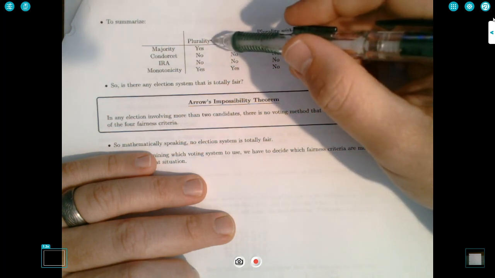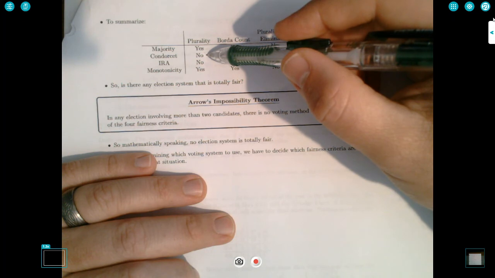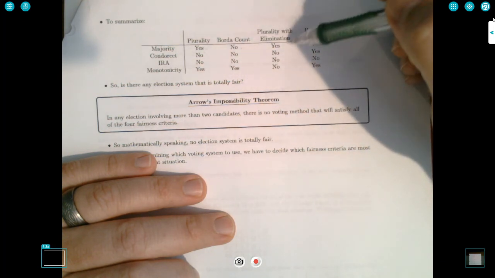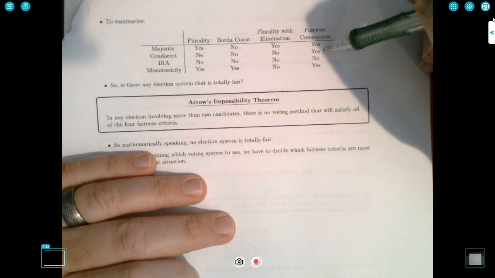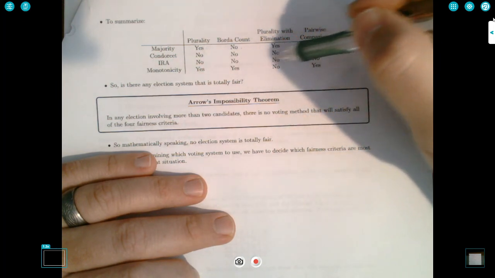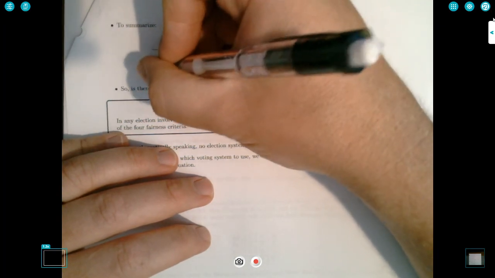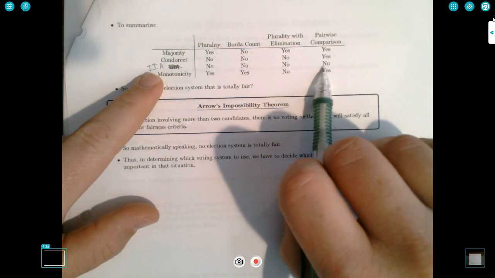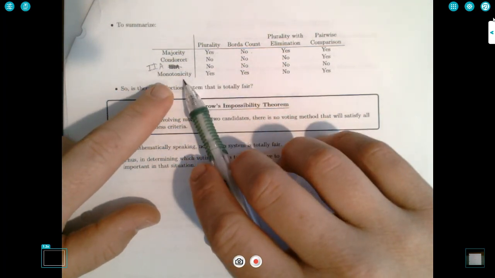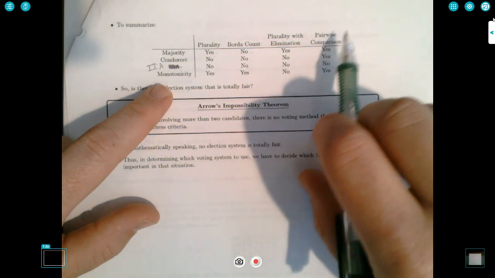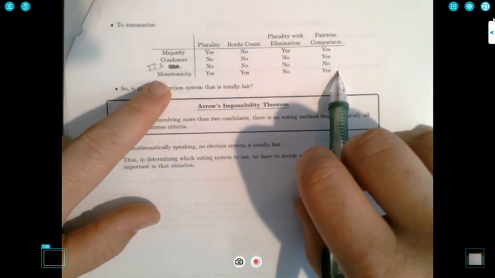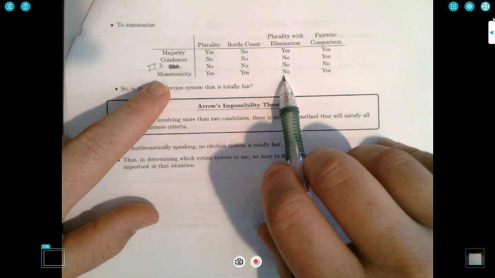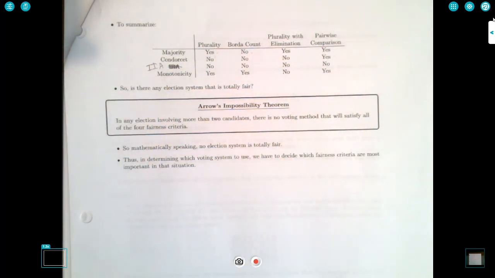The plurality method does not satisfy Condorcet. Neither does the Borda count. Neither does plurality with elimination, but pairwise comparison does. None of them satisfy, I don't know why I called it the IRA. It should be called the IIA. None of them satisfies the independence of irrelevant alternatives criterion. And then the monotonicity requirement, plurality, Borda count, and pairwise comparison can meet that criterion, but plurality with elimination does not. So this begs the question, right?